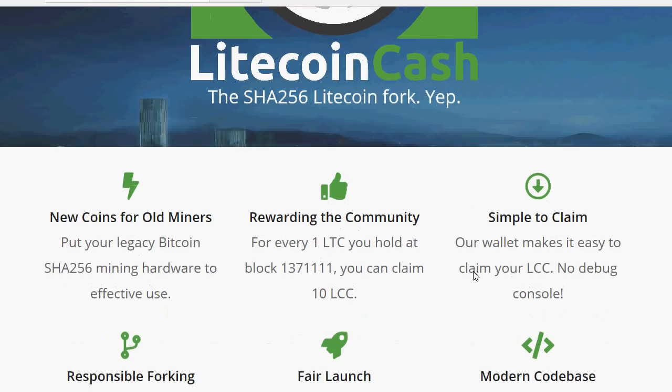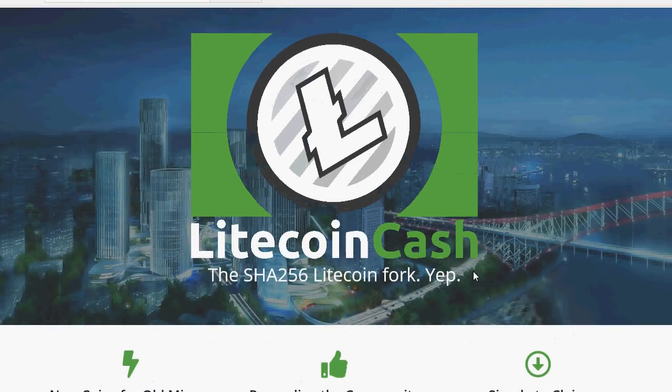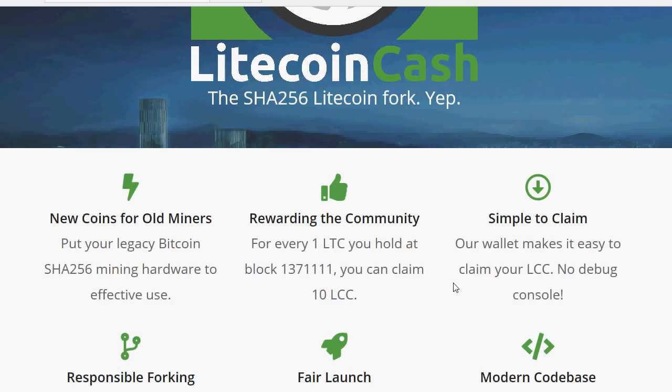However, I'm not too sure about this whole idea for a fork, which would mean whatever Litecoin you have, you get 10 times as many Litecoin Cash. And when we had Bitcoin Cash, it was kind of understandable given how slow the network was and how high the transfer fees are. And Litecoin is, it's an amazing coin, I think. I don't know what the whole purpose of this is.